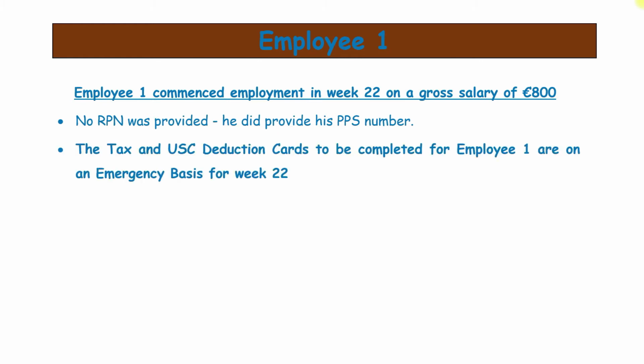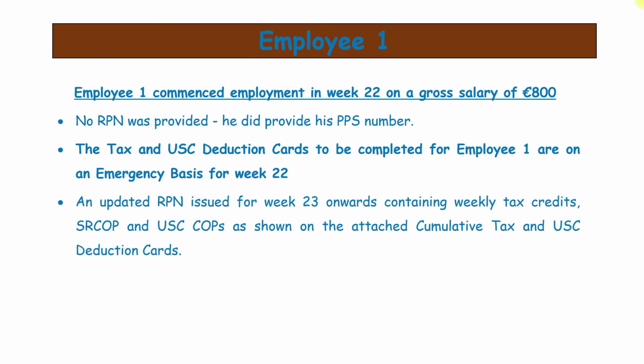For the first week only, the tax and USC deduction cards to be completed for this employee are on an emergency basis. For the purpose of the assignment, you will presume that you only got an updated RPN on week 23. The RPN details, including the weekly tax credits, SRCOP and USC cutoff points, will be displayed on the cumulative tax and USC deduction cards provided as part of the assignment.